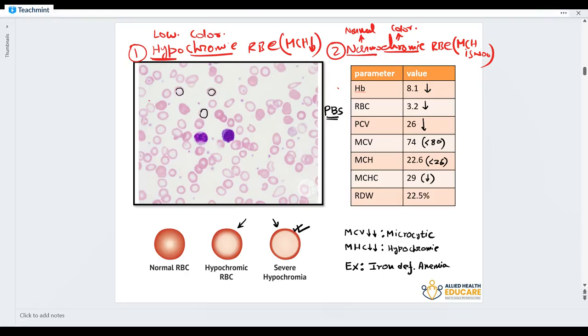I'm showing you two pictures. Look at this picture very carefully. Hypothetically, assume it is a blood smear, the PBS, peripheral blood smear picture. Here is the RBC. This is the blood picture. It is sample 1. And this blood picture is for sample 2.